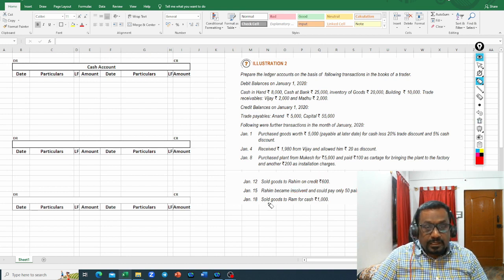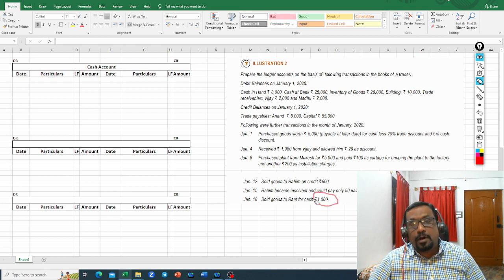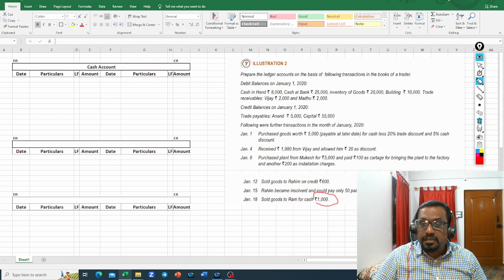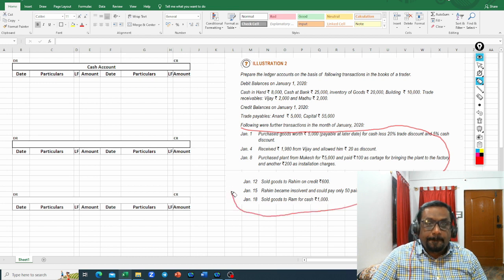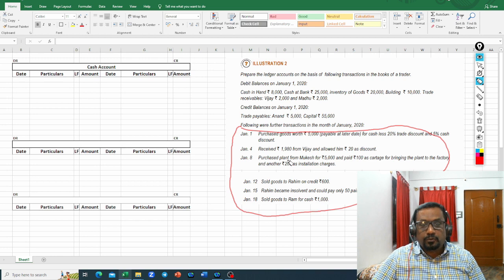Next, the last one is sold goods to Ram for cash, 1000 rupees. We sold goods to Ram for 1000 rupees. These are the transactions that happened during January 2020.